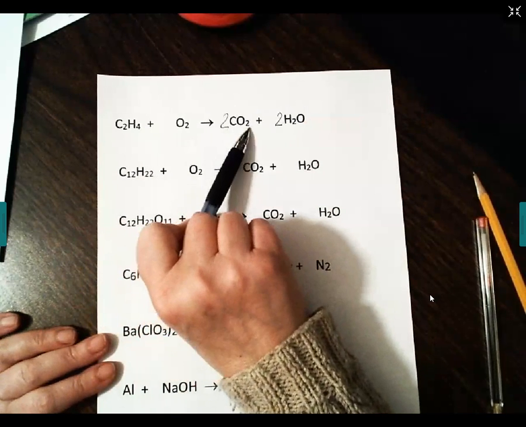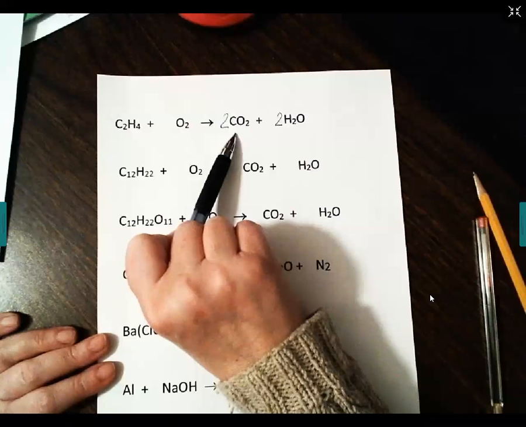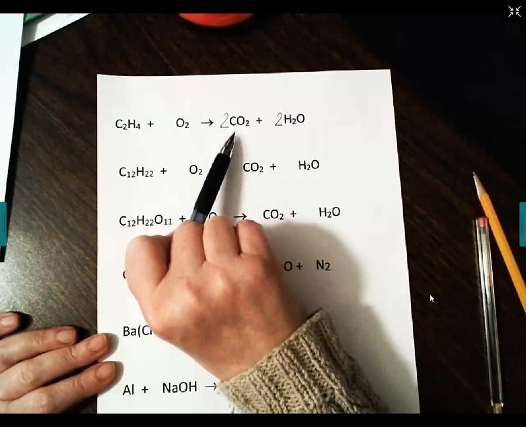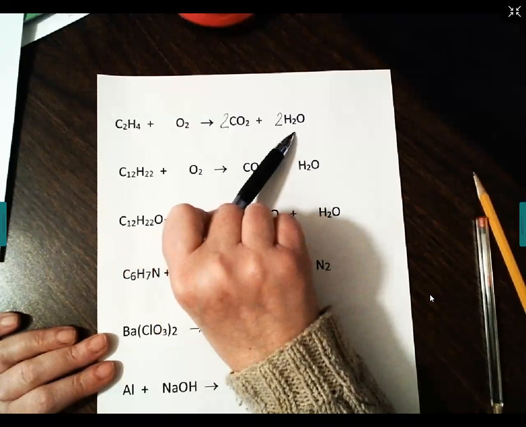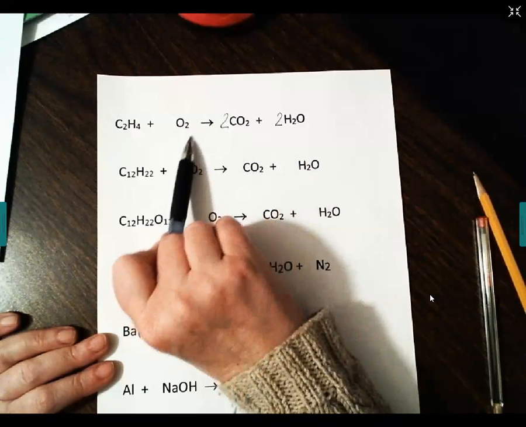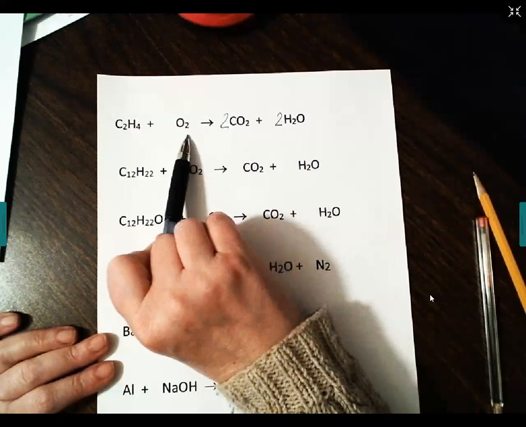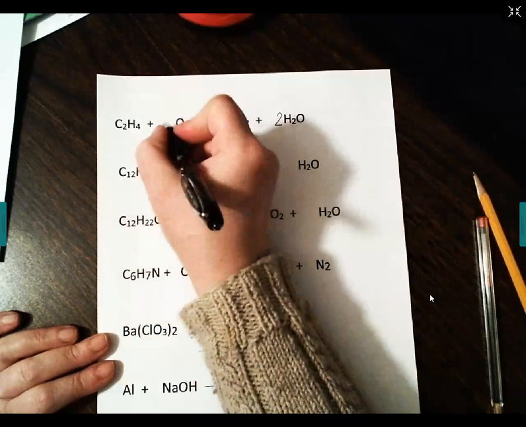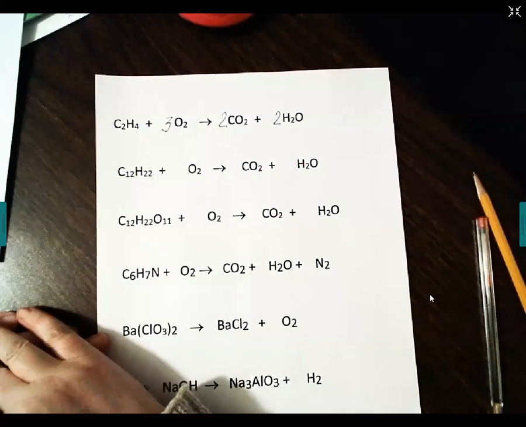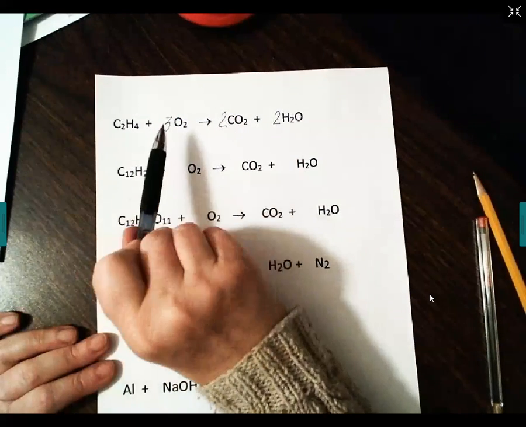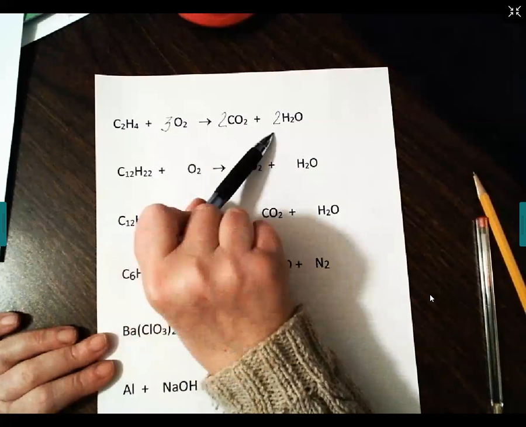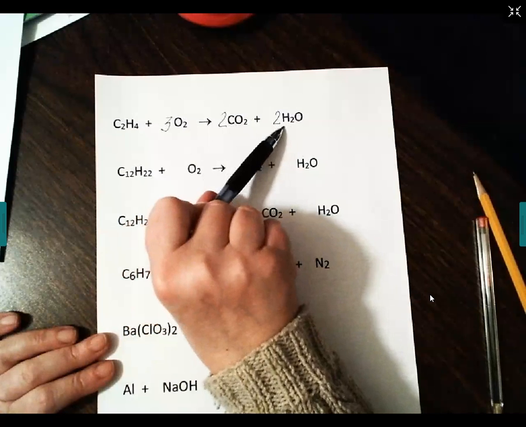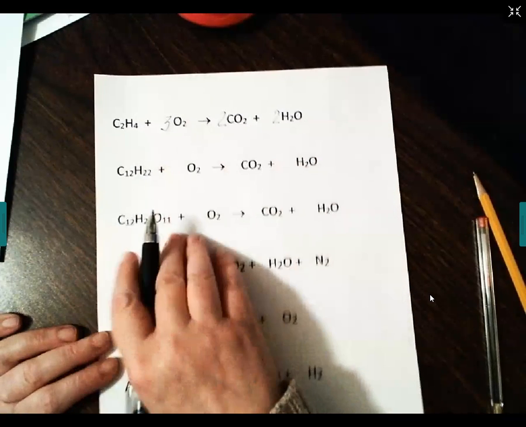2 times 2, we've got 4 oxygen atoms here, plus 2, 6. 6 oxygen atoms on the right side, and to get 6 oxygen atoms on the left side, we should put coefficient 3. Now we have 3 times 2, 6 oxygen atoms on the left side, and 4 plus 2, 6 on the right side.